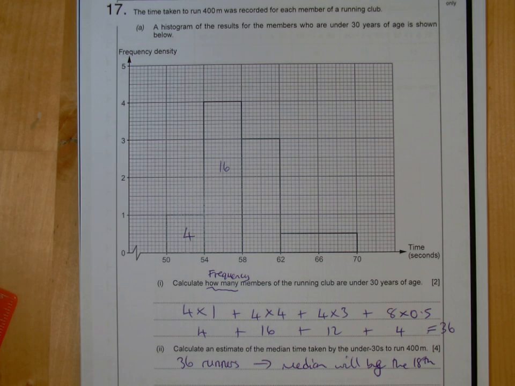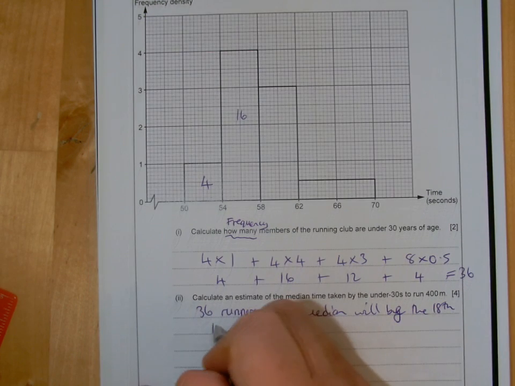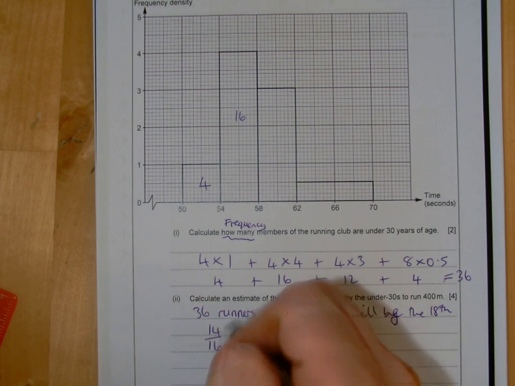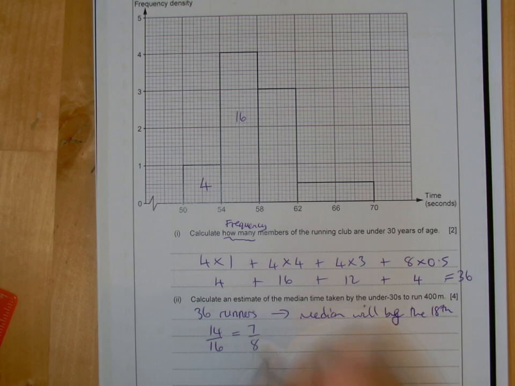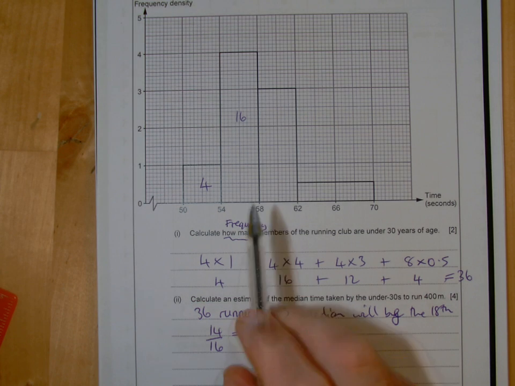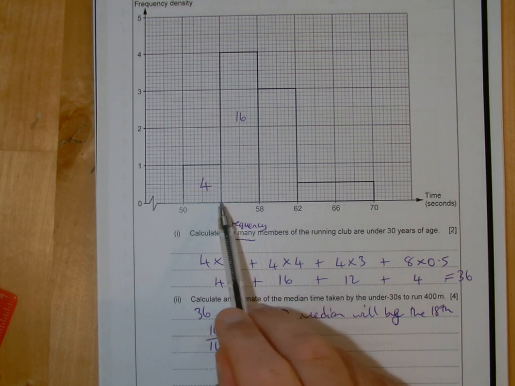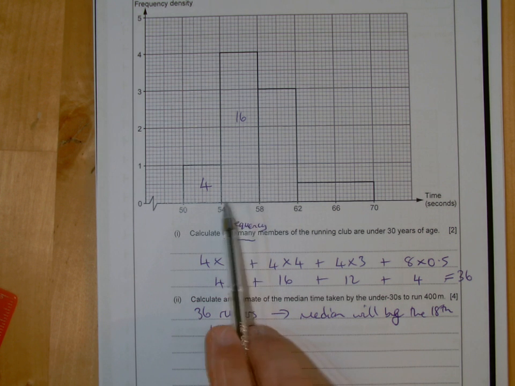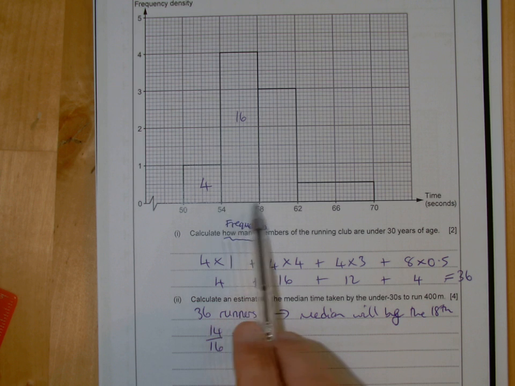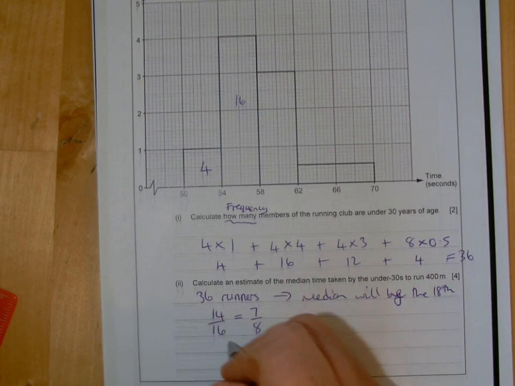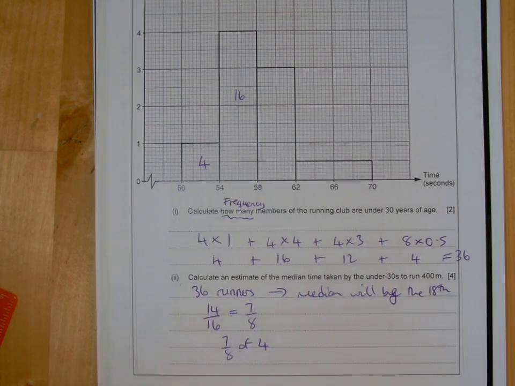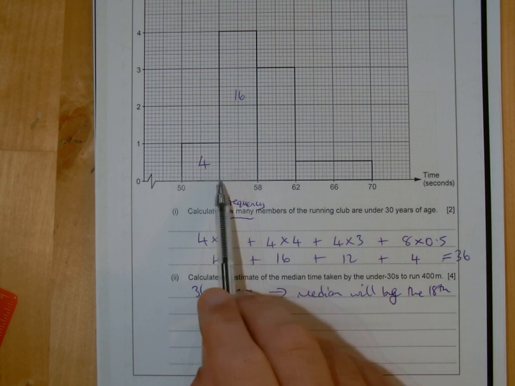So we've got to think about what fraction of this group that we need. If I need 14 runners here, it'll be 14 out of 16. That'll be the fraction of that group I need. 14 out of 16 simplifies to be 7/8 when I cancel that fraction down. So to work out the actual median time, I need 7/8 of this group, so 7/8 of this width here. Now, because the width is 4, I'm going to need 7/8 of 4 seconds. I need to work that out, and then I can see how far along I'm going to be.